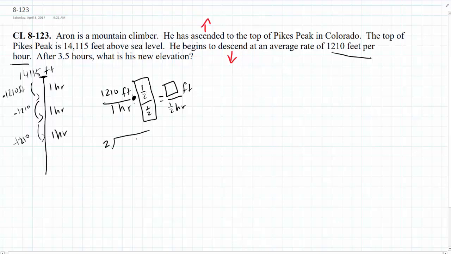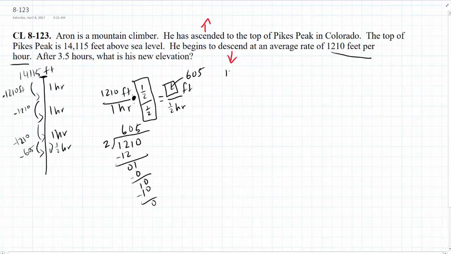So if we do 1,210 divided by 2, 2 can't go into 1, so 2 goes into 12 6 times. 6 times 2 is 12. Subtract that out. 2 can't go into 1, so 0 times 2 is 0. And then we have 605. So at 605 feet, he'll travel 605 feet in half an hour. So he goes down another 605 feet, and that's going to be half an hour. Okay, so that's one way to calculate.